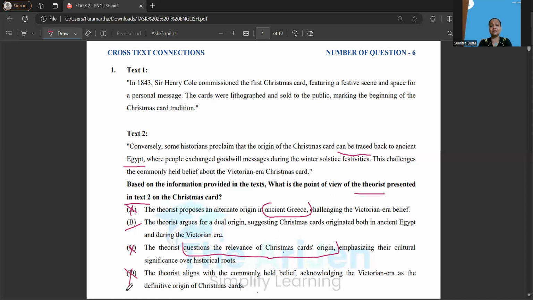The best answer that we can find from this text is number B. The theorist argues for a dual origin. Could be a dual origin. They said can be traced back to. They did not mention any other modals like must be traced back to. Just can be. So there is an option for the Victorian era. At the same time, there is an option for Egypt. So number B is our correct answer. Moving on to the next question.